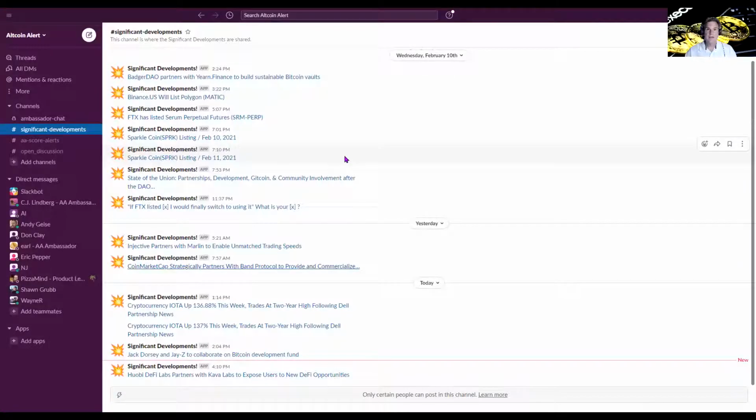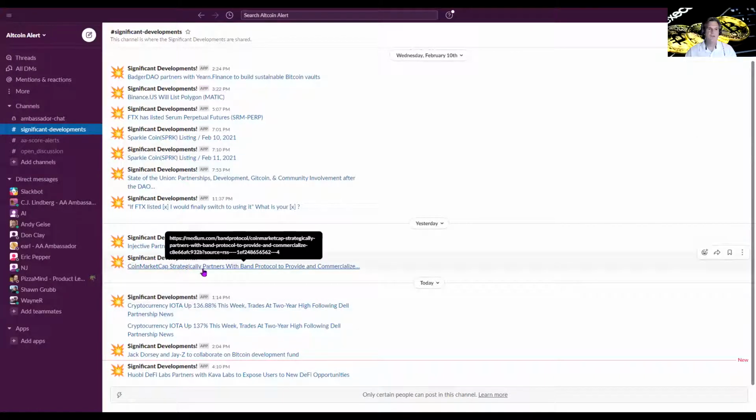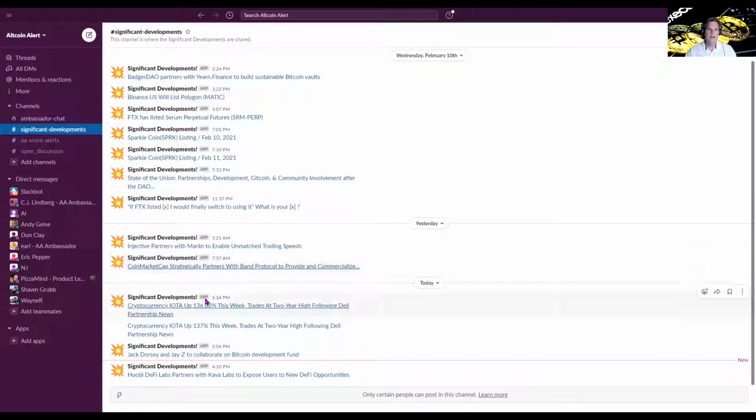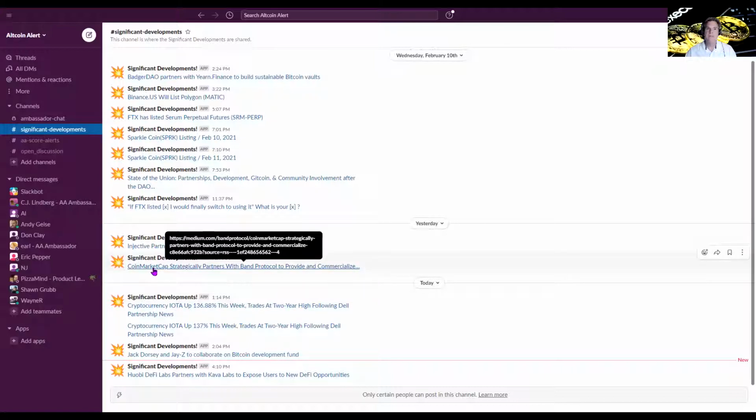So this is what I saw yesterday morning around 8 o'clock. CoinMarketCap strategically partners with Band Protocol to provide and commercialize, I don't recall the rest. I didn't really look at the article. CoinMarketCap is a really well-known website among crypto traders, so I knew what that was. And Band Protocol is a coin I was familiar with. I traded before, even fairly recently. So I knew this was the kind of significant development partnership that could move this coin. So I got in right away.